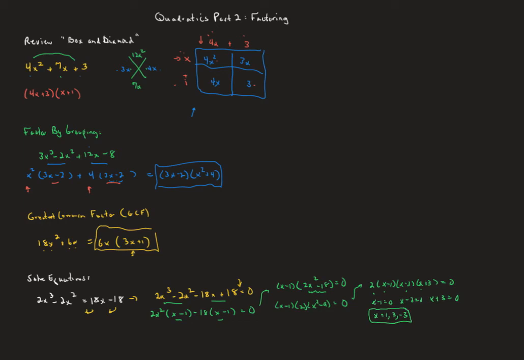I'm going to go to a new panel and do one more here. The last thing we have to be able to do is the quadratic formula, in case we get a quadratic that does not factor. If you remember, which you must, the quadratic formula is negative b plus or minus the square root of b squared minus 4ac, all over 2a.